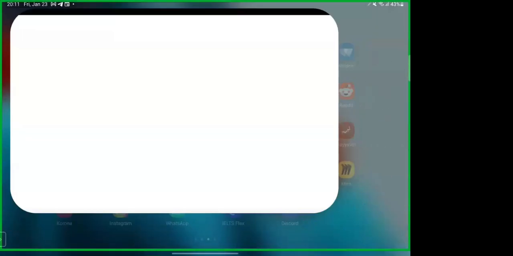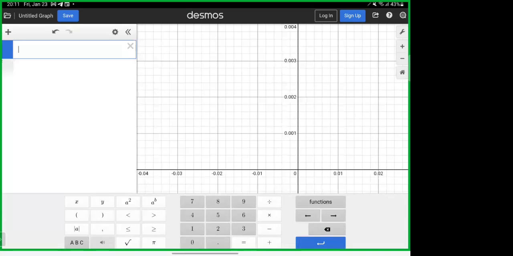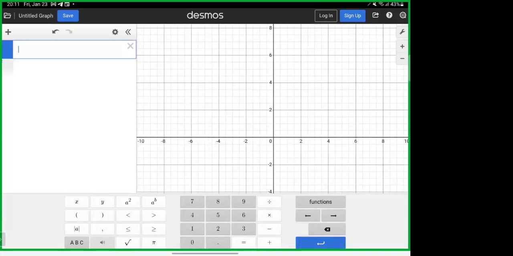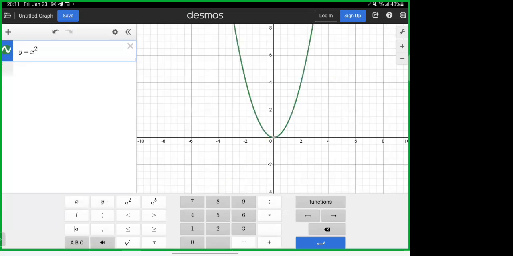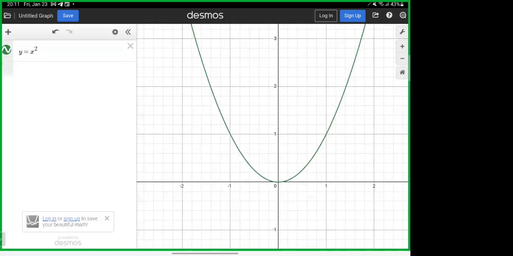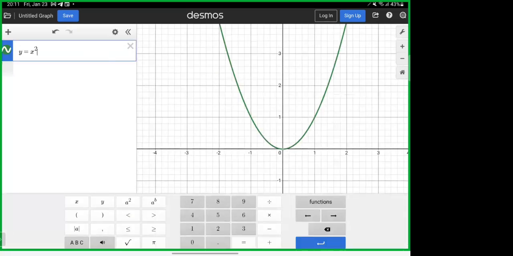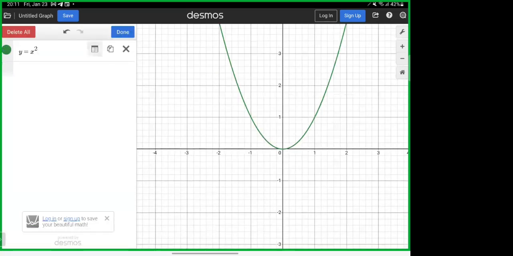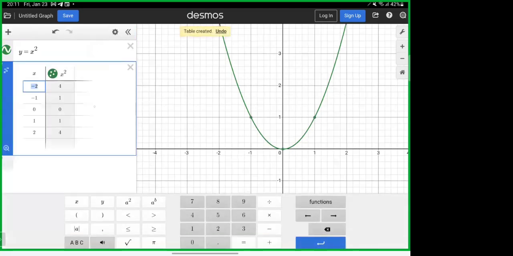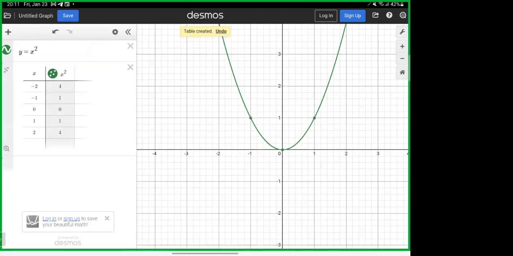Now, I will show it with DESMOS as well. DESMOS is a calculator which is allowed on the SAT test. So it is y equals x squared. You can see this is the graph of this. Now, for better seeing, you should click this and edit list, and here appears create table. Do this. You can see now the points have appeared.